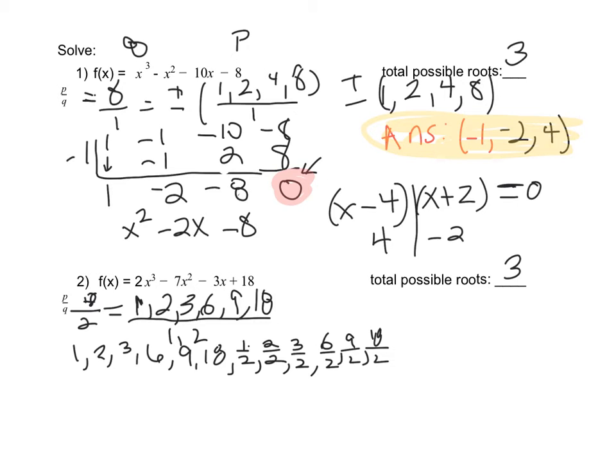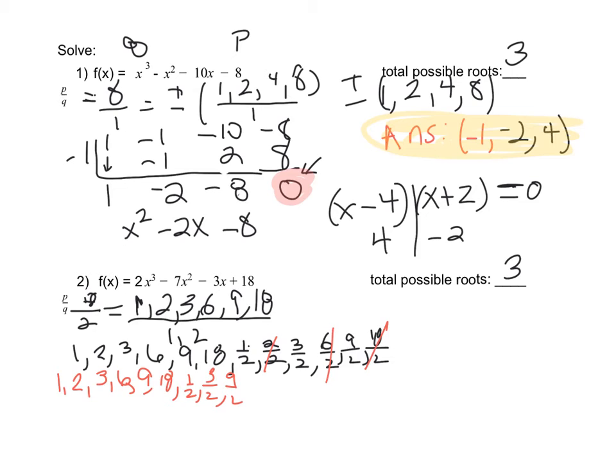So I look, 1/2 I want, but 2 over 2 is 1. So I don't need to write that one again. So I'm going to cross off 2 over 2. Okay, 3 over 2, I don't have anything like that. But then I go to 6 over 2, and that's the same as 3. So I don't want that one. 9 over 2, I don't have that. But then I go to 18 over 2, and that's the same as 9. So I don't want that one. So my final choices are 1, 2, 3, 6, 9, 18, 1/2, 3/2, and 9/2.